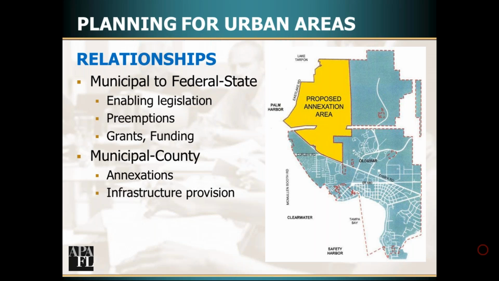Okay, so planning for urban areas. What's the relationship from municipal to federal government? Well, municipal, local governments have to do whatever their enabling legislation allows them to do. And that may depend on whether they're in a home rule state or a Dillon's Rule state. They have to deal with preemptions. They often raise money through grants and funding. One of the issues between municipal and county often is annexations. Sometimes they're voluntary, sometimes they're forced, and there's the matter of dealing with infrastructure provision.